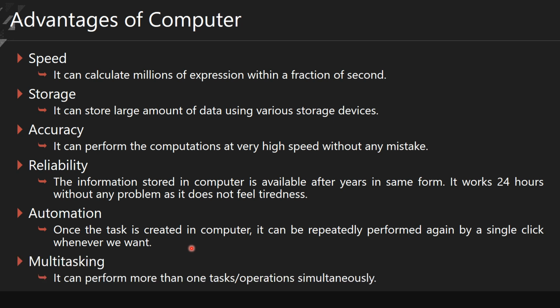Another point is it does not do only a single task, it does multiple tasks at a single time. It can perform more than one task or operation simultaneously. A human being can do one task at a time, but a computer can do multiple tasks simultaneously, right? That is a major advantage of using the computer.